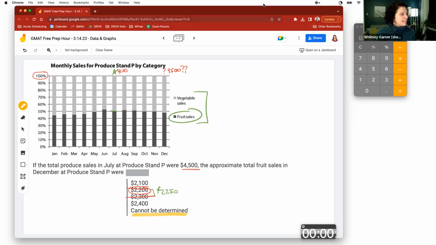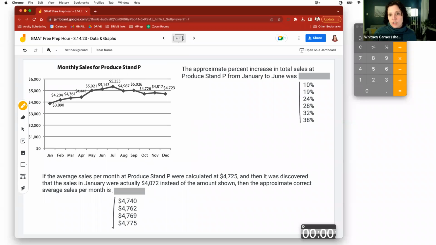All right, let's try one more. We're going to move off the bar charts. Let's do a line chart. And since we got 2 questions, I will give you the full 3-ish minutes to answer them both. So we'll end on a little bit of a challenge.